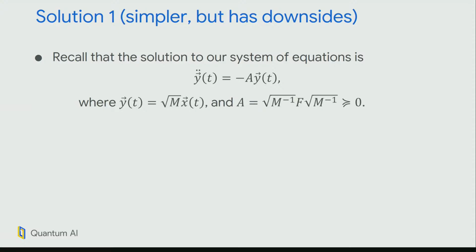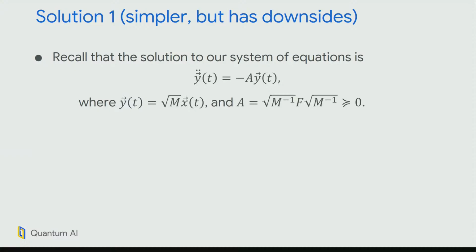So what was the equation we're trying to solve? Recall this was y double dot equals minus A y vector, where the y vector was related to the x vector with some masses, and A was some PSD matrix that came about from your spring constants. So this is the equation I want to solve, but I want to map this to the Schrodinger equation, which is what governs time dynamics of a quantum system.